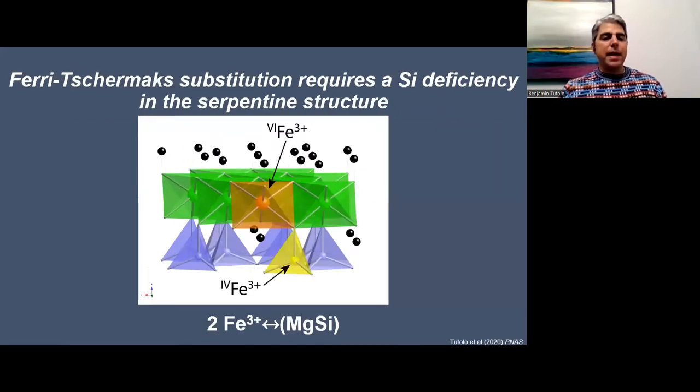So again, exactly what's happening there is that we're plugging in an oxidized iron for a magnesium in the octahedral sheet and an oxidized iron for a silicon in the tetrahedral sheet. And again, the really important thing is that this is favored by low activities of aqueous silica.